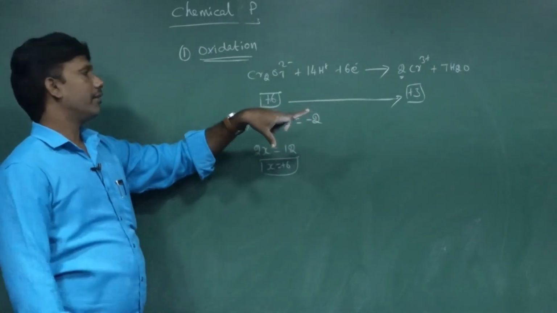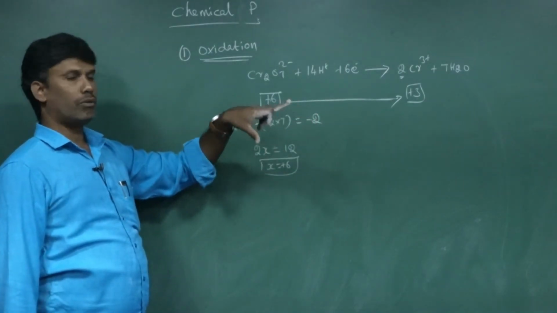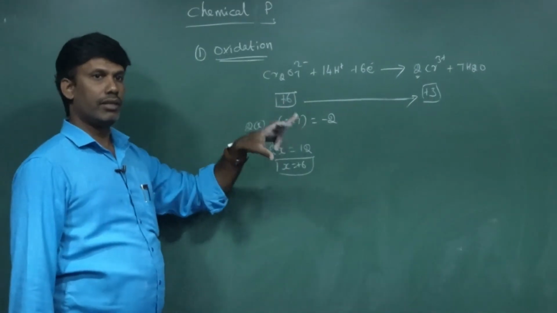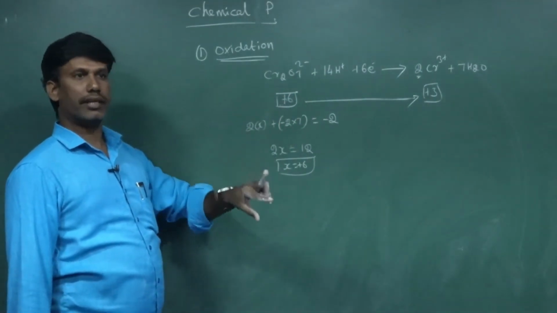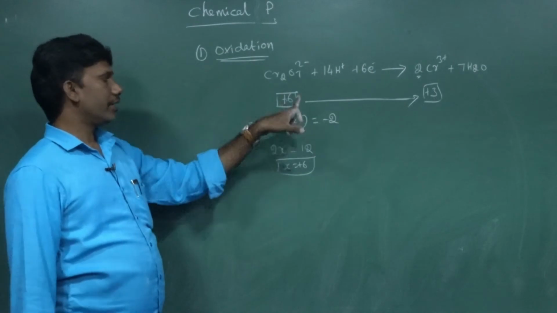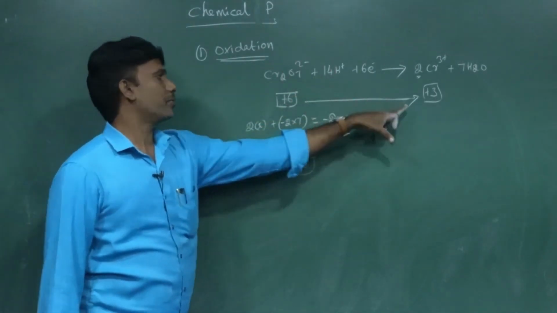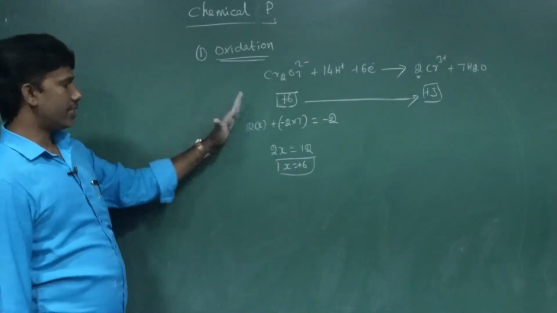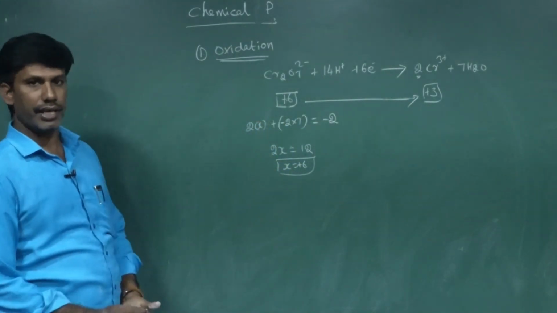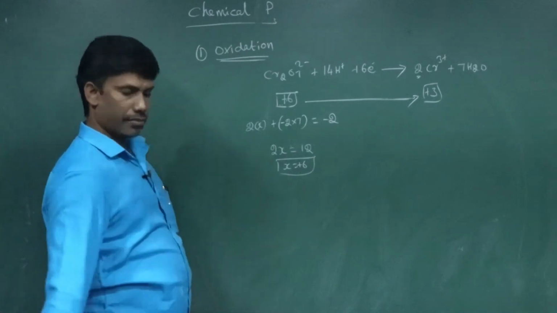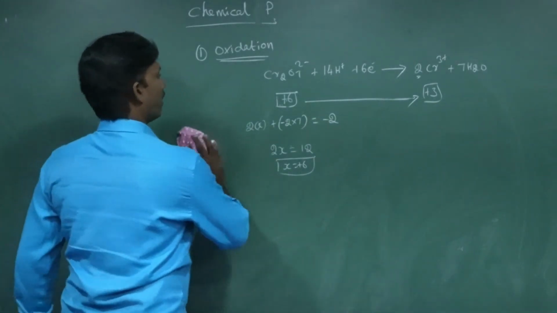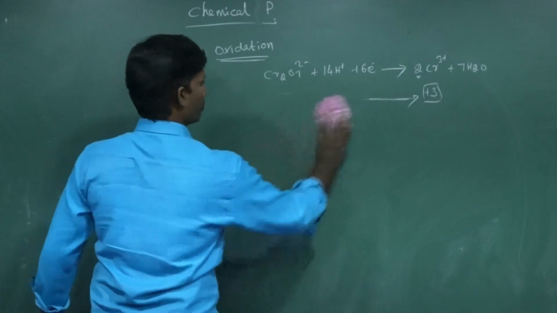Already I explained to you that one who easily reduces can act as an oxidizing agent. Here chromium is reduced from plus 6 oxidation state to plus 3 oxidation state. Thus it is a powerful oxidizing agent. For the illustration of this oxidizing property, we have a lot of examples that we are going to see now one by one.